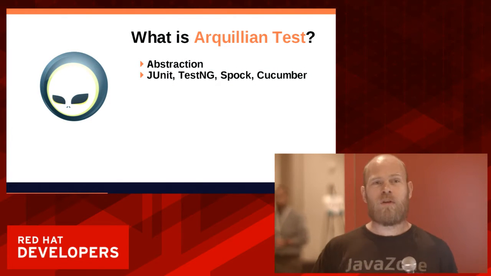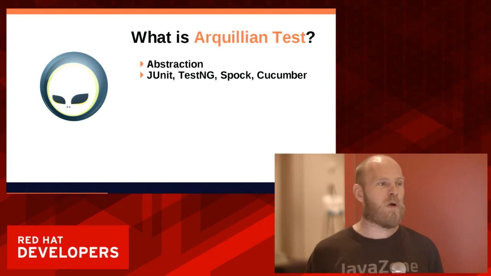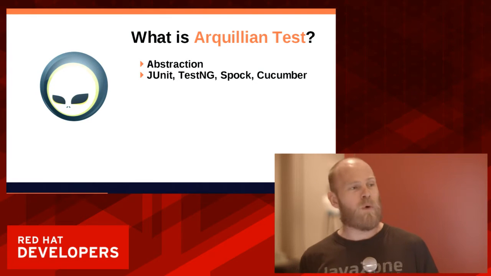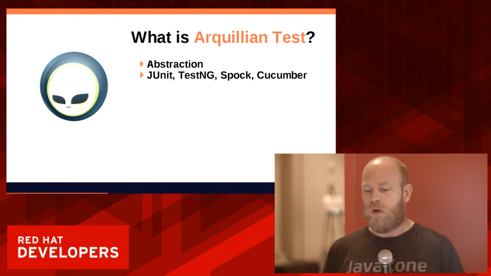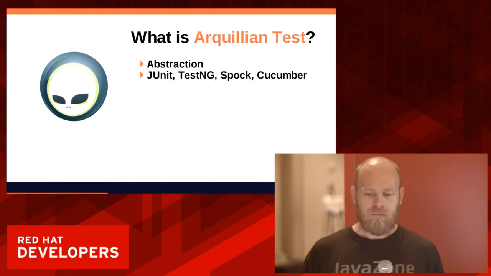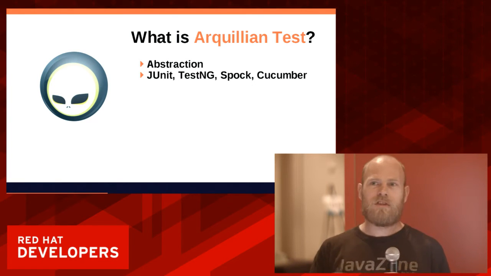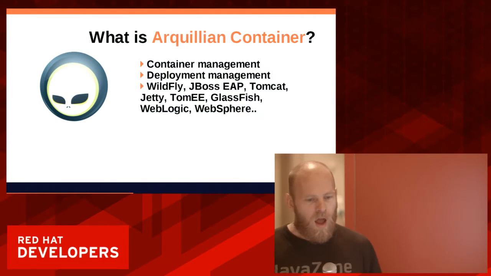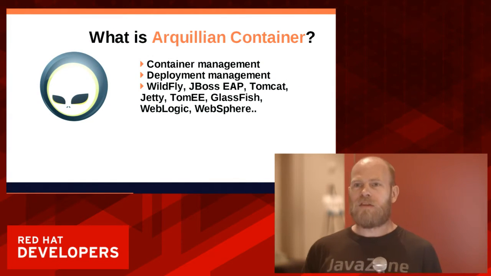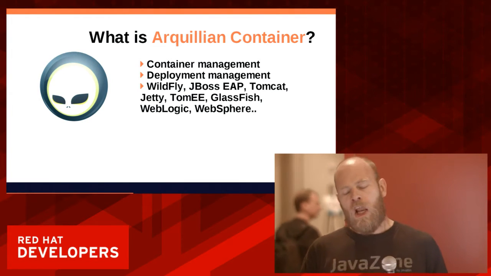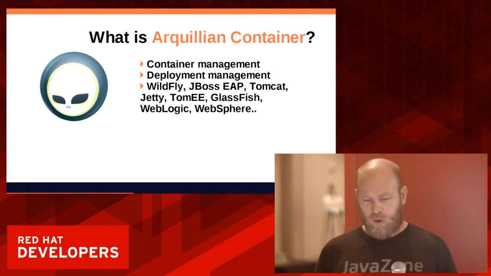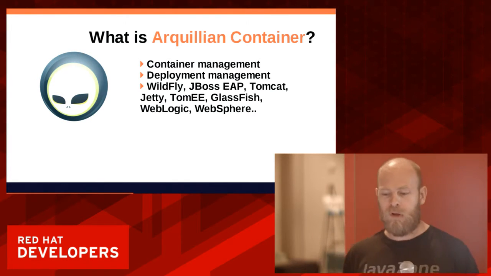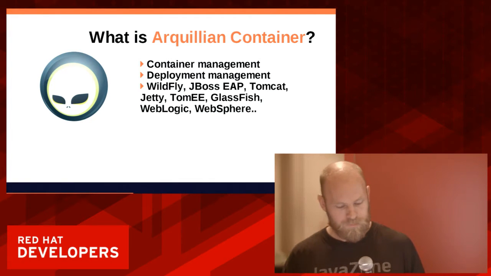Arquillian Core is in a sense also built up of extensions upon extensions. The first one is Arquillian Test, an abstraction layer between the different test frameworks. It supports things like JUnit, TestNG, Spock, and Cucumber. With just Arquillian Test, there's an easy way to make an extension work in all of these different test frameworks. And then there's Arquillian Container, handling the container lifecycle and deployment, with adapters for WildFly, JBoss, Tomcat, Jetty, TomEE, and all the other application servers per se.